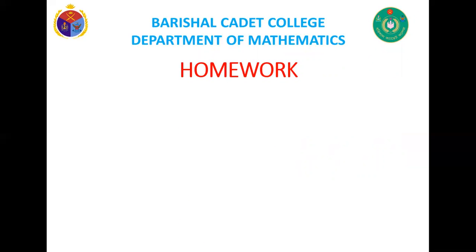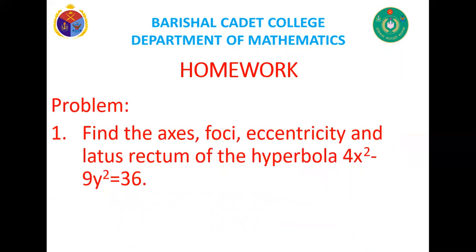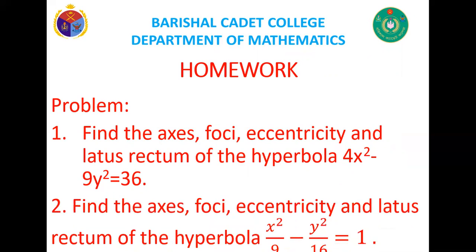Now it is time to take some homework. Your homework is find the axis, foci, eccentricity and latus rectum of the hyperbola 4x square minus 9y square equal to 36. And the second homework is find the axis, foci, eccentricity and latus rectum of the hyperbola x square divided by 9 minus y square divided by 16 equal to 1. You must practice it in your home.